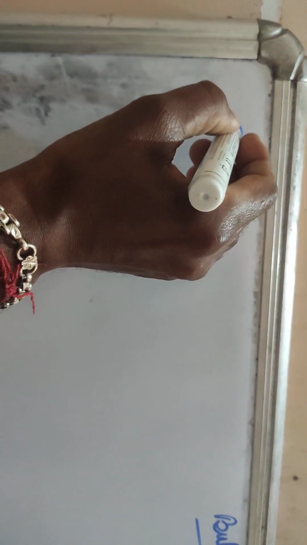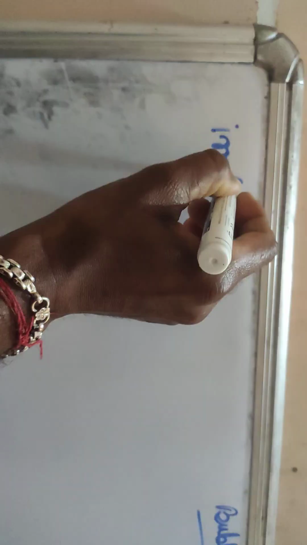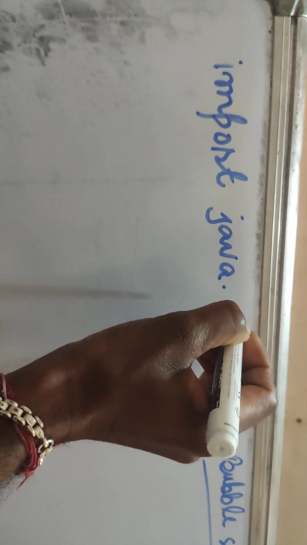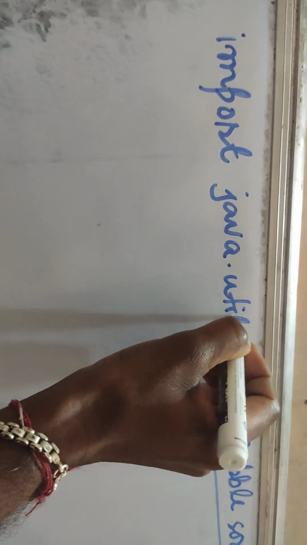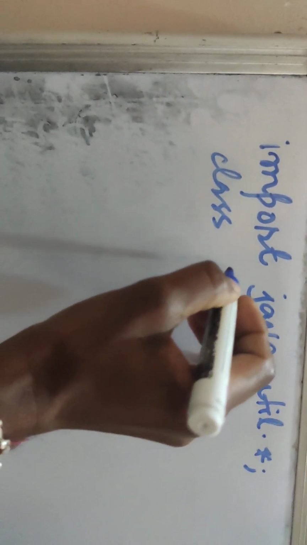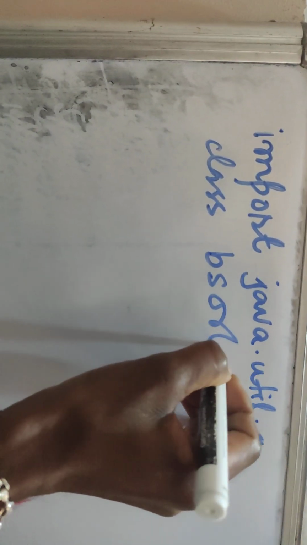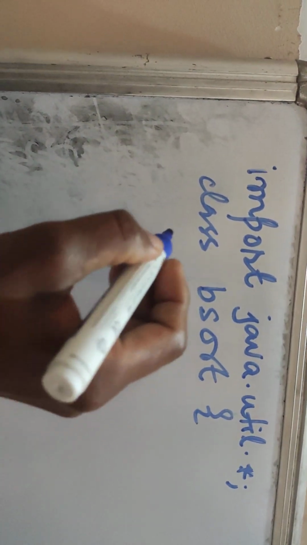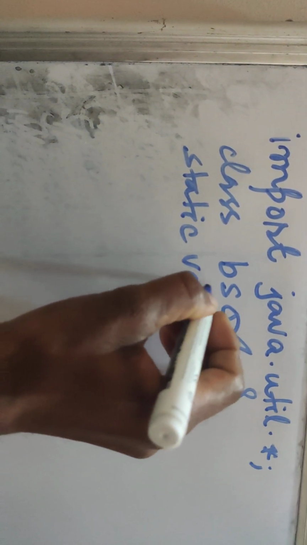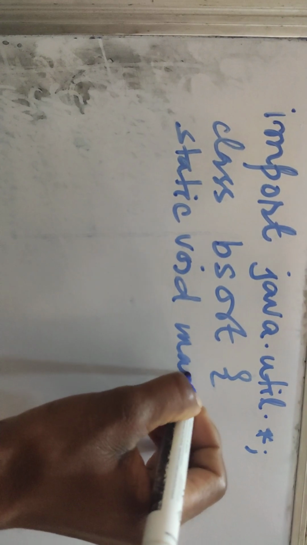So what is the process? First I am writing the program. Import java dot, okay, so bubble sort in Java language. Class, suppose BSort I am taking as a class name. I will explain also.